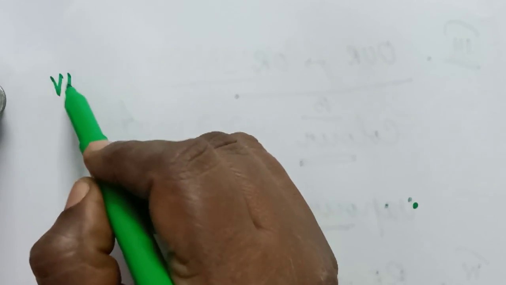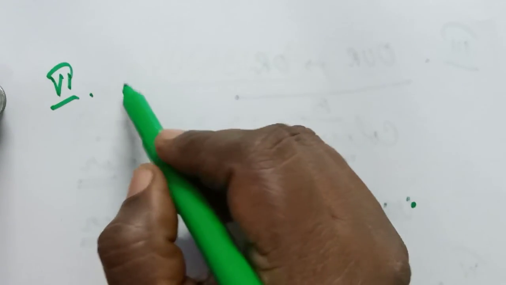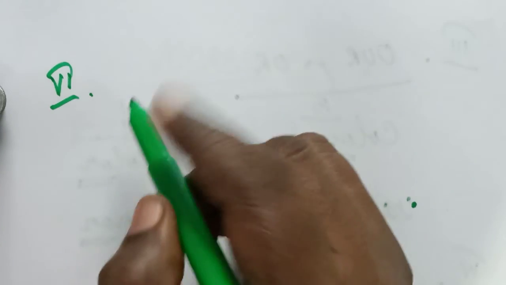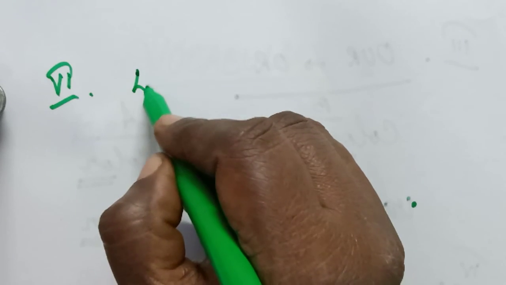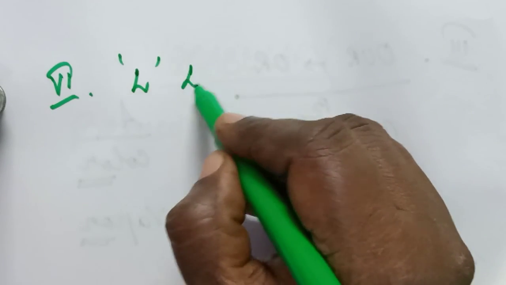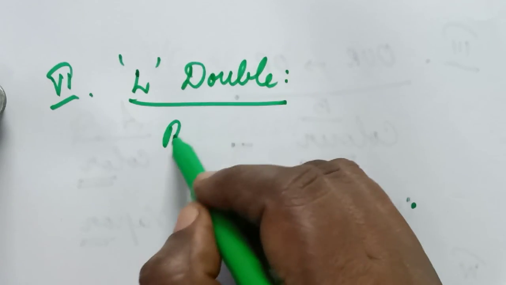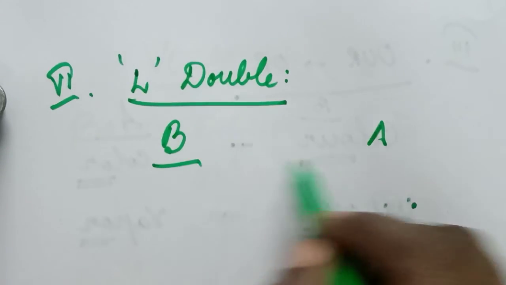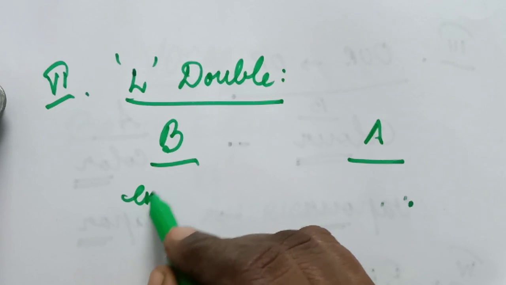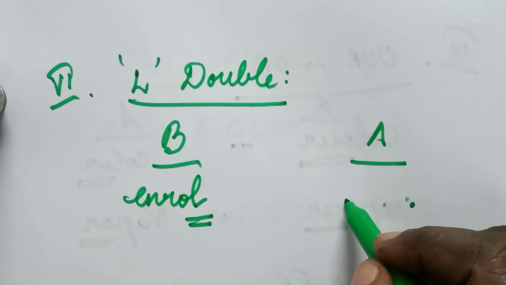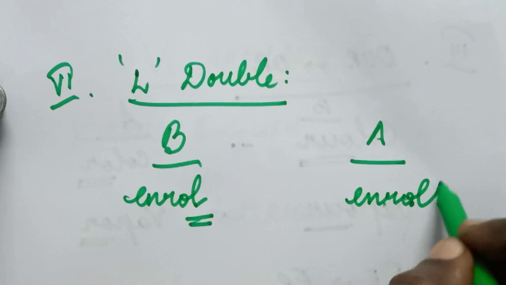Okay, and the sixth rule is some words. In the previous rule we cancelled one L. Okay, there are some words which use double L in American English. So you can see enroll. In British English it is enrol, only with one L, whereas in American English it is double L.